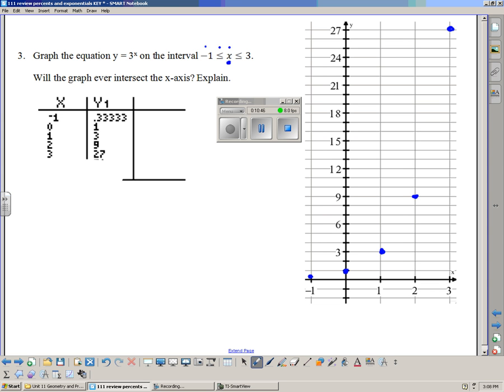Now since they gave us this interval, we just want to connect the points with a nice smooth curve, but don't put arrows at the end.